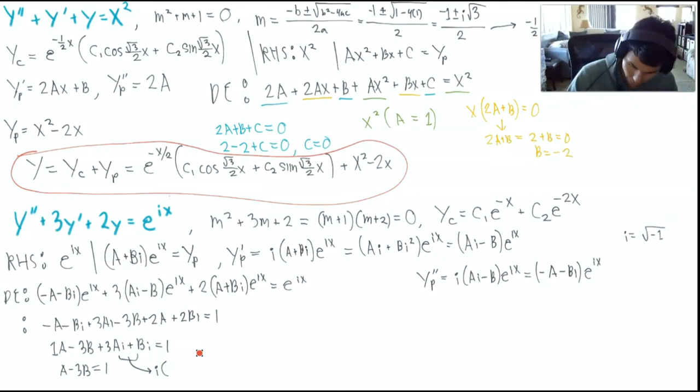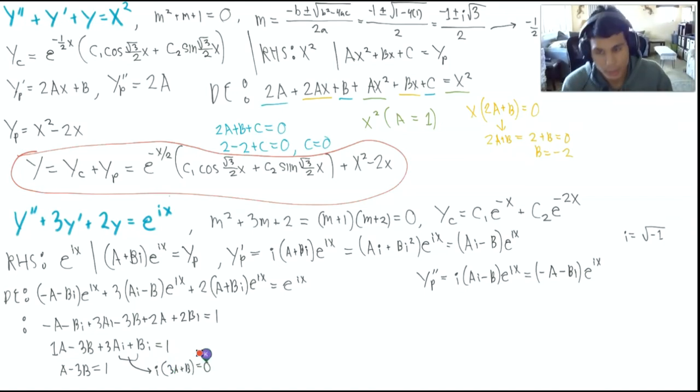And if we factor out the i, 3a plus b is equal to 0. So notice that I picked our coefficients that are not times i and set them equal to 1, and our coefficients that are times i, I set those equal to 0. Why did I do that? Truthfully, I don't know why. I just follow the textbook. Okay, well, let's go and solve.